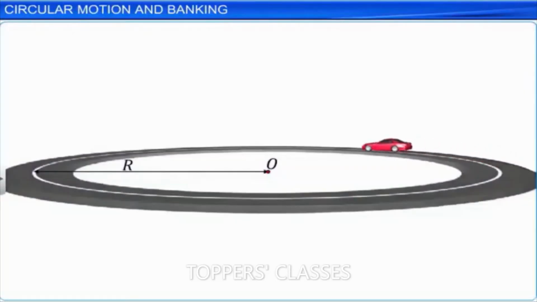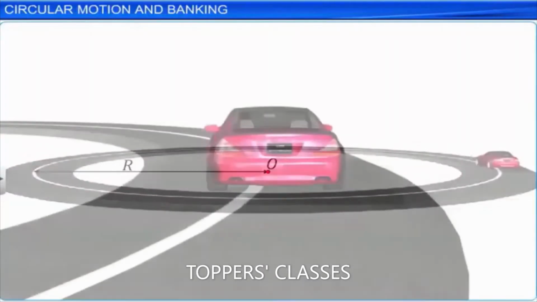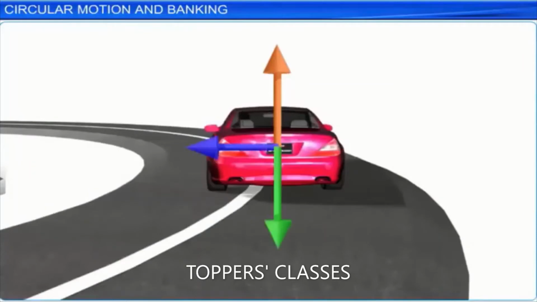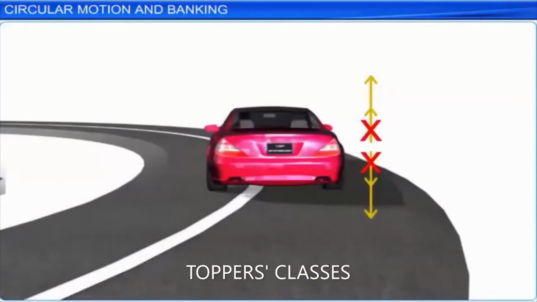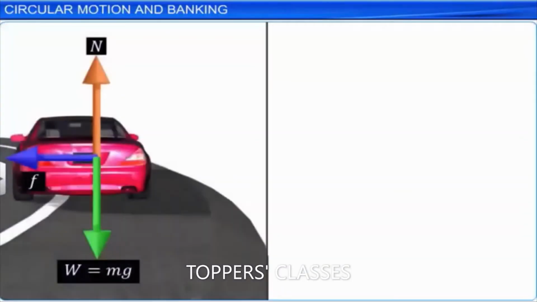Let us consider a car moving on a level, curved road. There are three forces acting on the car, namely, weight of the car, mg, normal reaction, N, and frictional force, F. As there is no motion in the vertical direction, the net force in the vertical direction is 0. We can say that normal reaction is equal to the weight of the car, mg. Let us call this equation 1.